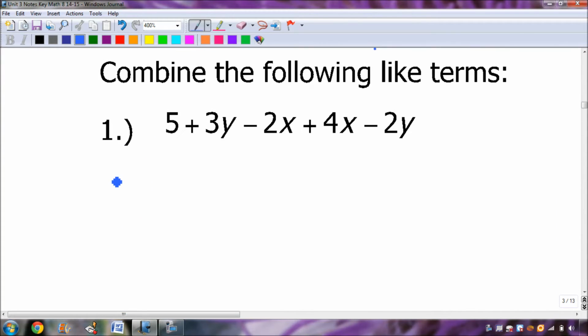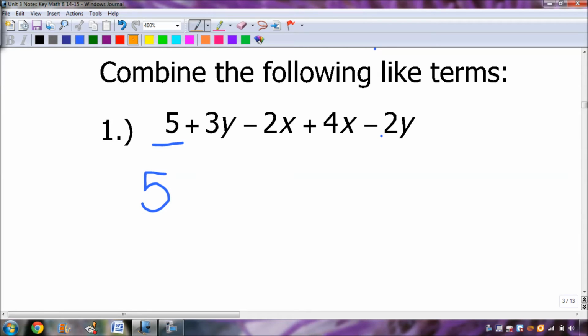Example number 1. Combine the following like terms. What I'm going to do is underline each set of like terms in a different color so you can understand what goes together, okay? And if this helps you sort out your information, please do so. So 5 is not like 3y or the negative 2x or this 4x or this negative 2y. There's nothing like it, so I'm going to copy it down, okay?